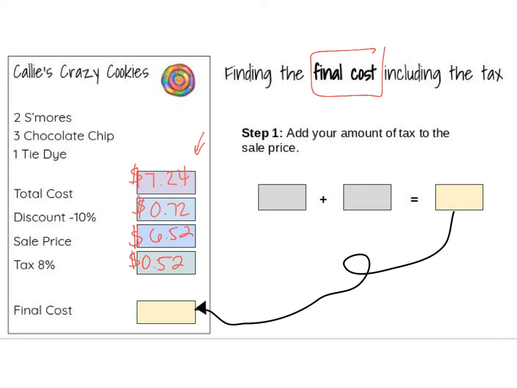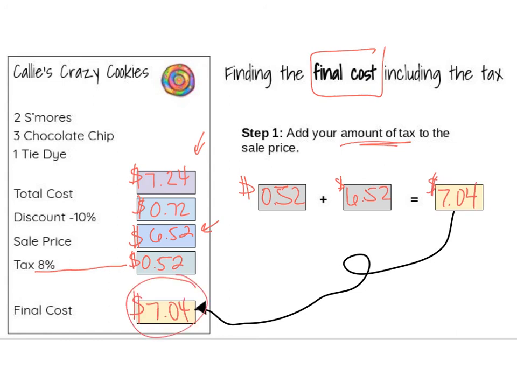Let's add the amount of tax, which is what we have here, 0.52 or 52 cents, to the sale price. Sale price was 6.52. So 52 cents plus 6.52, you should get $7.04. So you get a final cost of $7.04 for all of those cookies. Okay, so this walks you through step by step. Hopefully this video helps some of you.